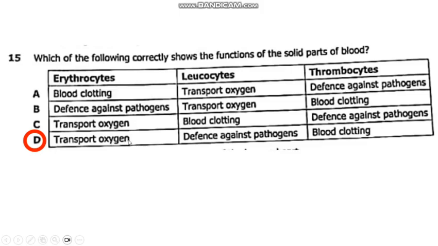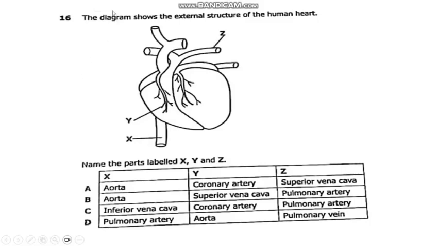Erythrocytes transport oxygen. Leukocytes defense against pathogens. Thrombocytes blood clotting. So we move on to our question 16. The question reads, the diagram shows the external structure of the human heart. So this is the external structure of the human heart. Name the parts labeled X, Y, and Z. So here we need to know the parts labeled X, Y, and Z.